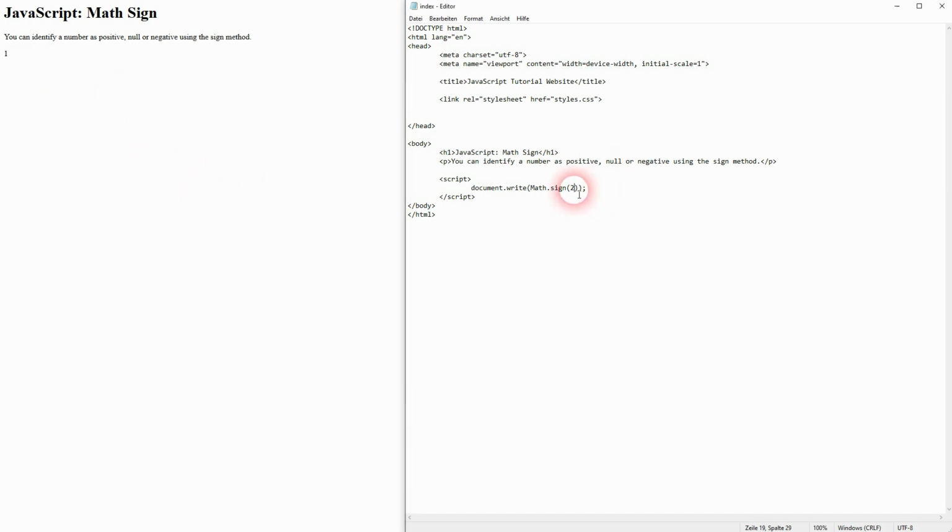If we make that positive, we will always get a 1, even for these long numbers. If the number is 0 though, we'll get null. So the Math.sign only returns 1 for positive, 0 for null, and -1 for negative numbers.